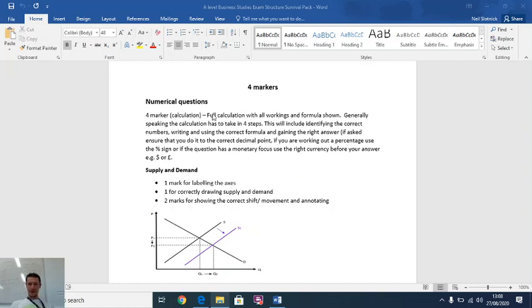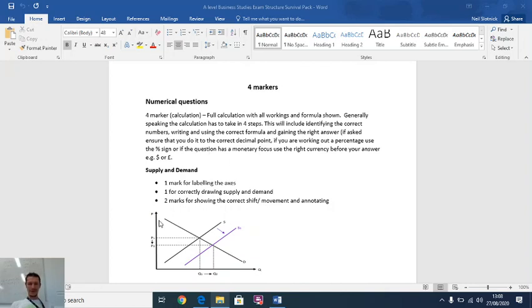For a 4-marker calculation, it's a simple, full calculation with all workings and formula shown. So we're looking really for 4 steps. You're looking for number identification, written formula, and the right answer with full workings. Plus, you're going to be looking at the correct kind of sign or the correct form. So if it's a percentage, put in a percentage. If it's currency, pounds, dollars, yen, euros, whatever, you need to know that.